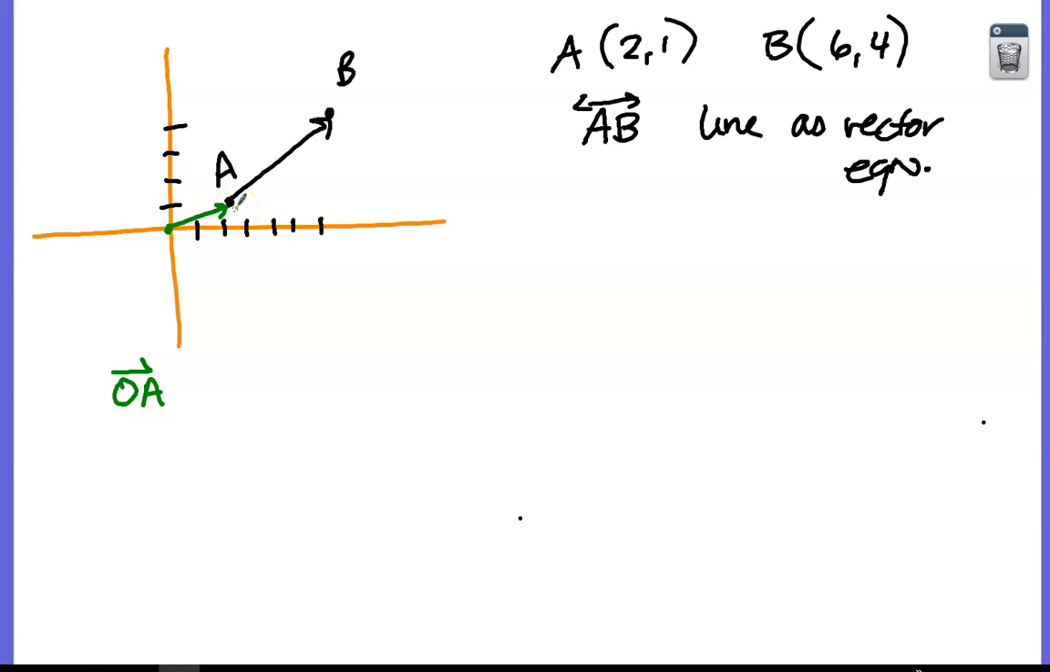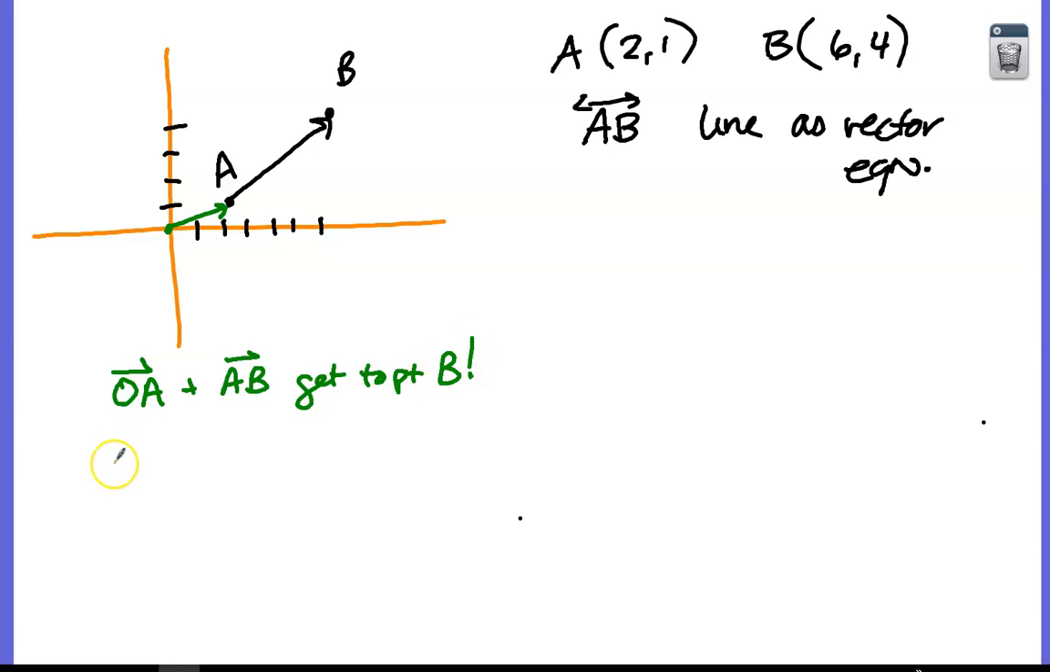Now I'm at point A, right? Because I went from the origin out to A. If I wanted to get to point B, what vector would I add to OA to get to point B? I would add vector AB. Do you guys see this? This would get me to point B.